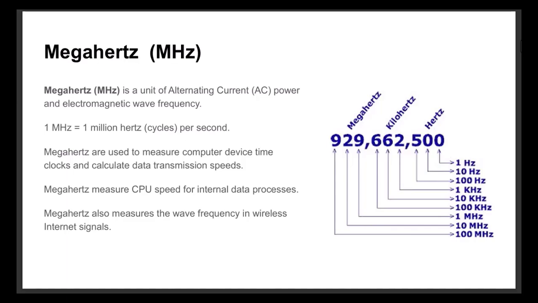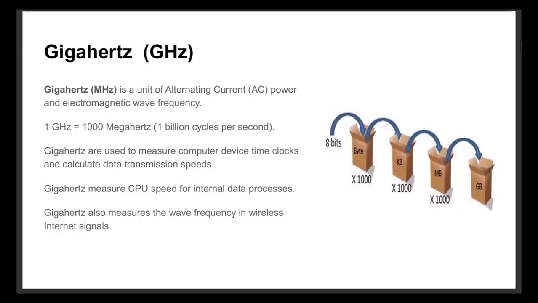We also can use megahertz to measure the electromagnetic wave frequencies in our wireless internet signals. So not only can we use megahertz to measure CPU speed, but we can also use it to measure the frequency of wireless internet wave signals. And our final unit of measurement in this section will be gigahertz. We abbreviate this as GHz. Gigahertz is equal to 1,000 megahertz, or the equivalent of 1 billion processing cycles per second. Gigahertz also allows us to measure the same frequency in our wireless internet signals.